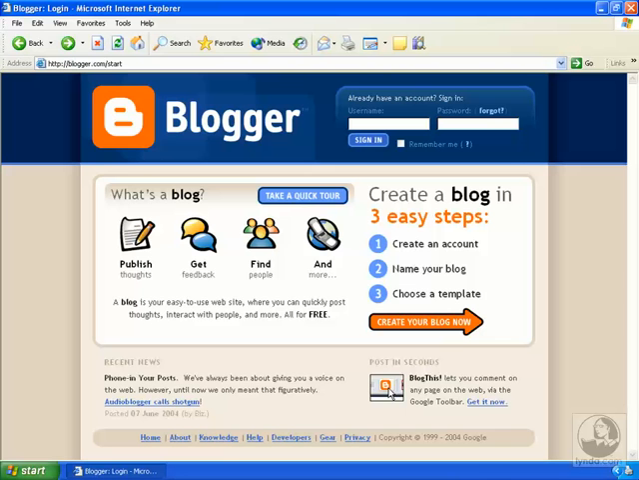As it says right here on the screen, a blog is your easy-to-use website where you can quickly post thoughts, interact with people, and more. Many people might know what a blog is, might be familiar with the term, but most think it's a personal diary of sorts, and it certainly can be that. But there are a variety of uses for blogs, as you'll soon see.